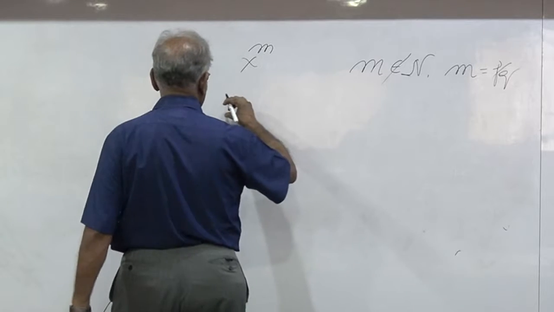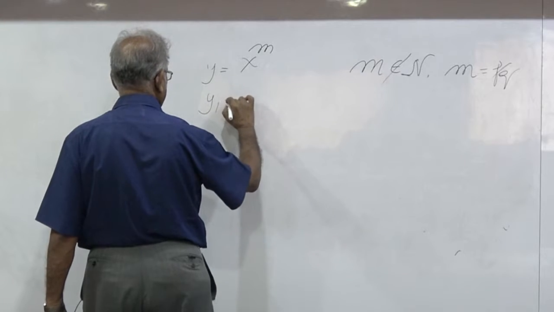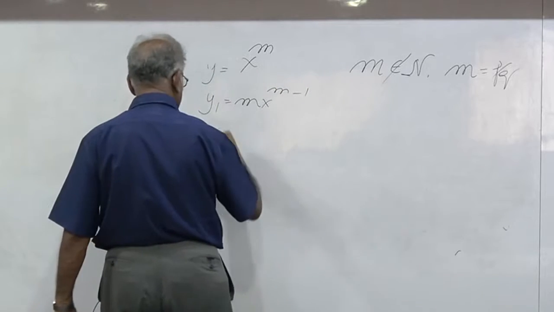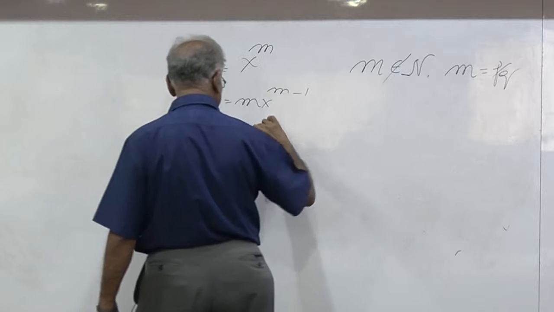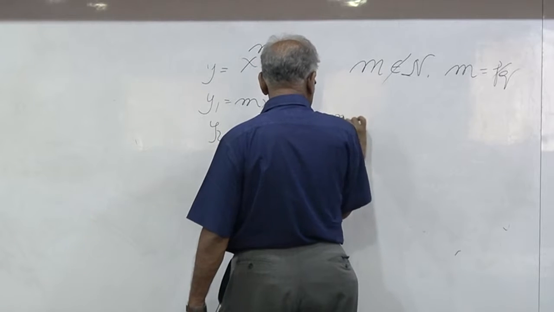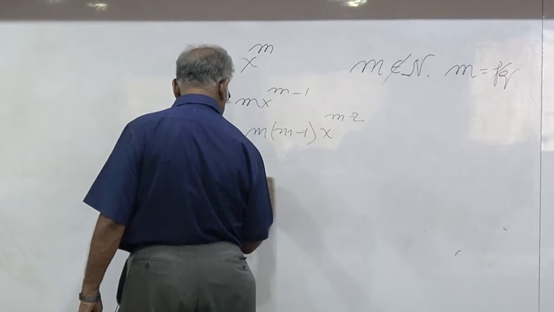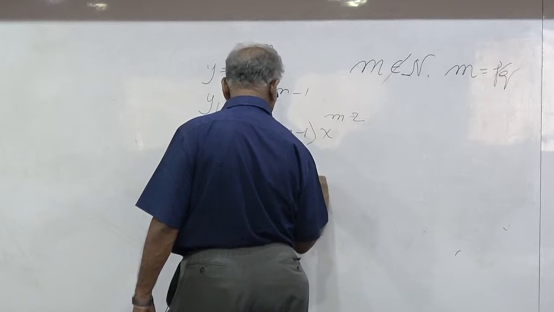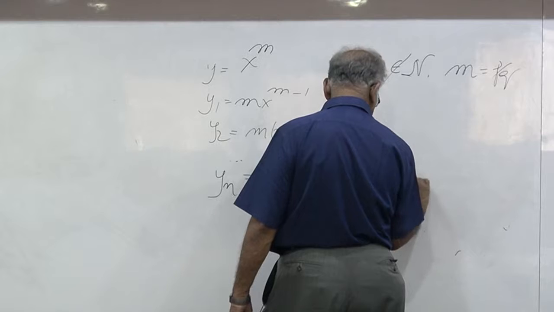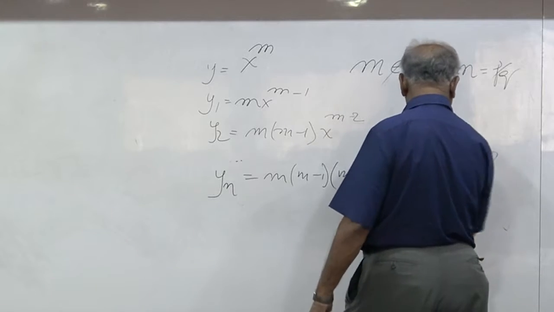And of course, we can write y is equal to x to the power of m, y1 is, as we did earlier, m x to the m minus 1, y2 is m into m minus 1 x to the m minus 2, and so on. Y sub n is m into m minus 1, m minus 2, up to m minus n plus 1, and x to the power of m minus n.